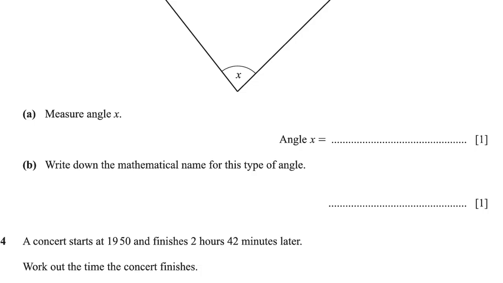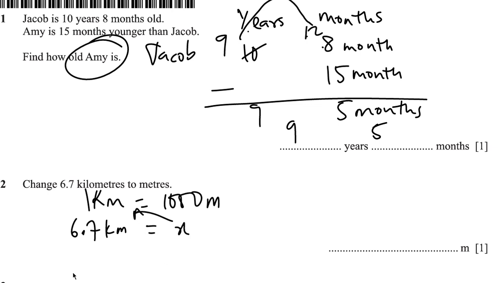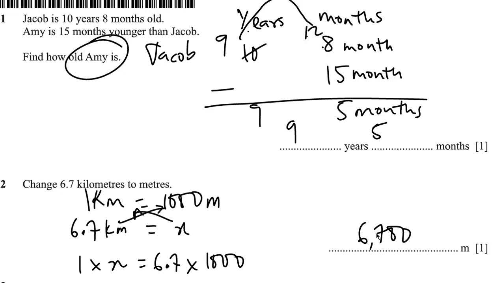Let's move to the second question. It says change 6.7 kilometers to meters. So it's important to know that 1 kilometer is equal to 1,000 meters. So if we have 6.7 kilometers, let's call that equal to x. So we then multiply through. That becomes 1 times x is equal to 6.7 times 1,000, right? So 6.7 times 1,000 is going to give us 6,700 meters, right? So 1 kilometer equals 1,000, then 6.7 kilometers equals x, and then multiply through.